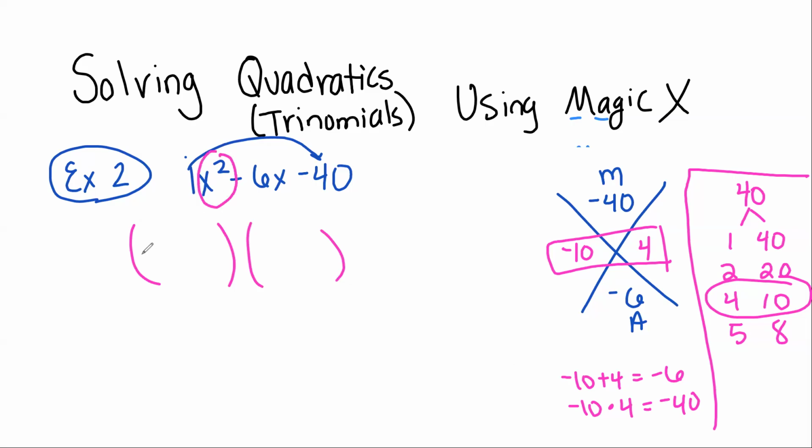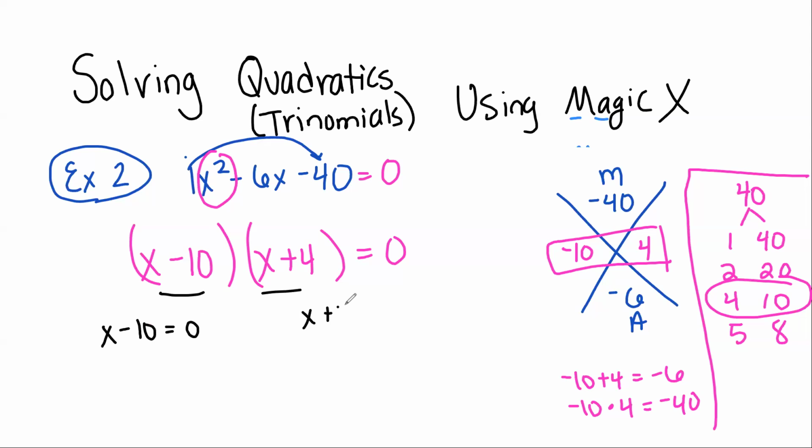Okay, make your babies. See this x squared? Split that in half. Put in your magic numbers, which was -10, +4. Oops, this equaled 0. I forgot to put that. This still equals 0. For something that's multiplied to equal 0, one of these has to be 0. We don't know which one. Solve them both. So x minus 10 set to 0. X plus 4 set to 0.